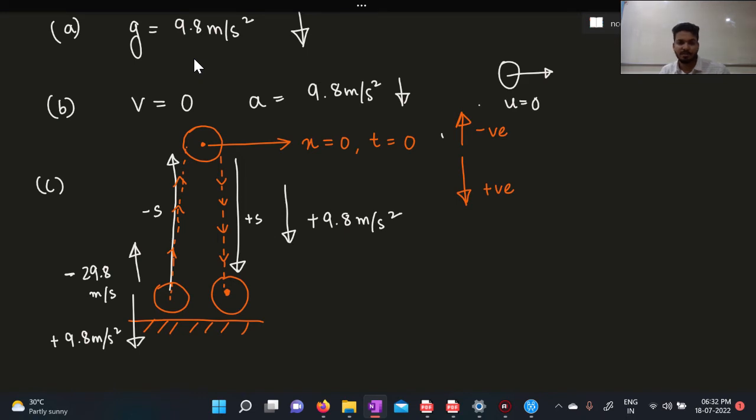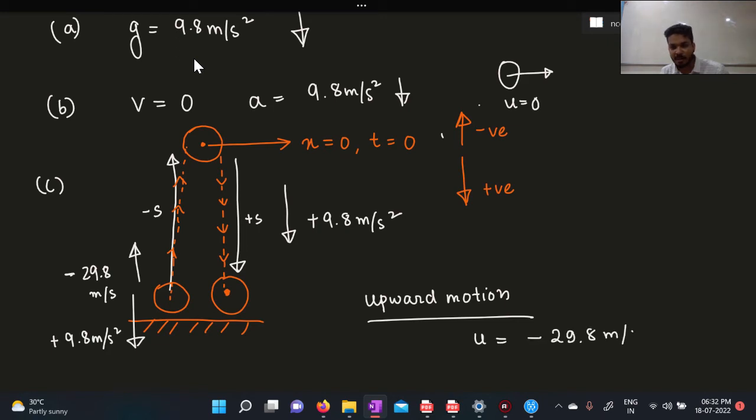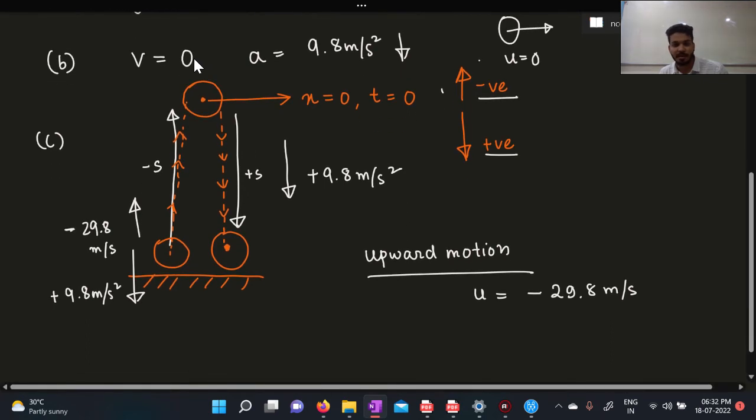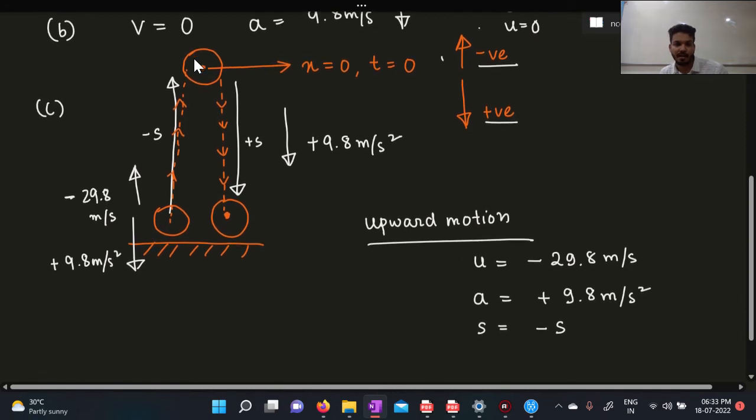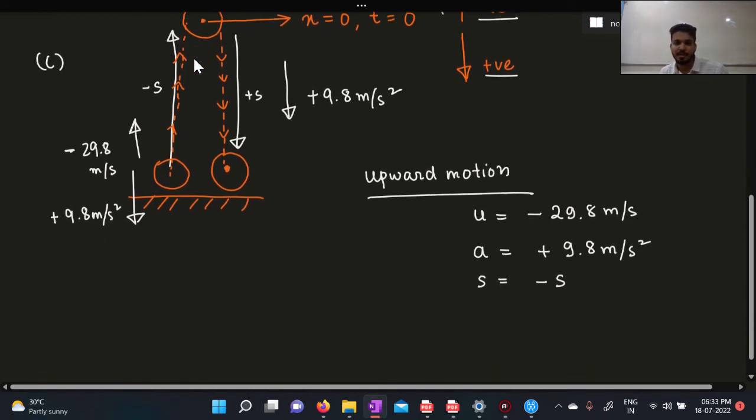Let me write this down in an orderly fashion. During upward motion, the initial velocity is minus 29.8 meter per second. Why? Because upward is considered negative and downward is considered positive, and the ball was going upwards. The acceleration is plus 9.8 meter per second square. And the displacement during the upward motion is minus s. I don't know how much this value is, but I can find it out.